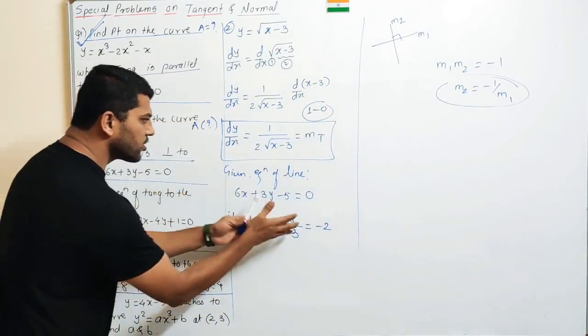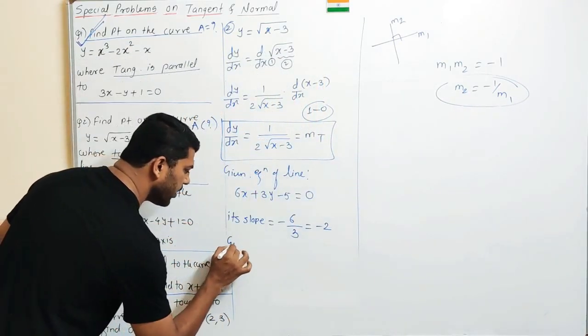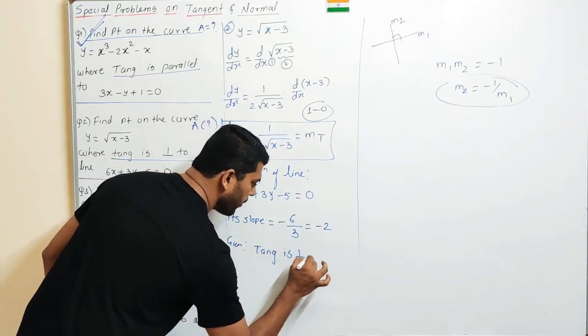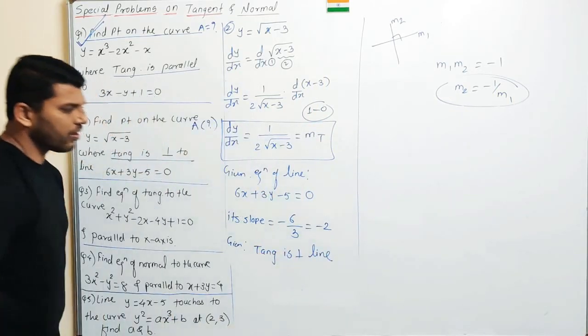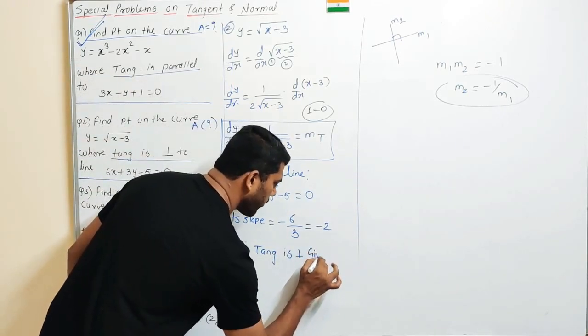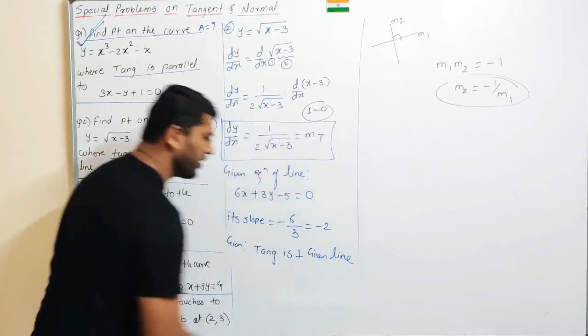Okay, so this is the slope of the line, but it is given that the tangent is perpendicular to this line. The tangent is perpendicular to the given line. So please understand this.